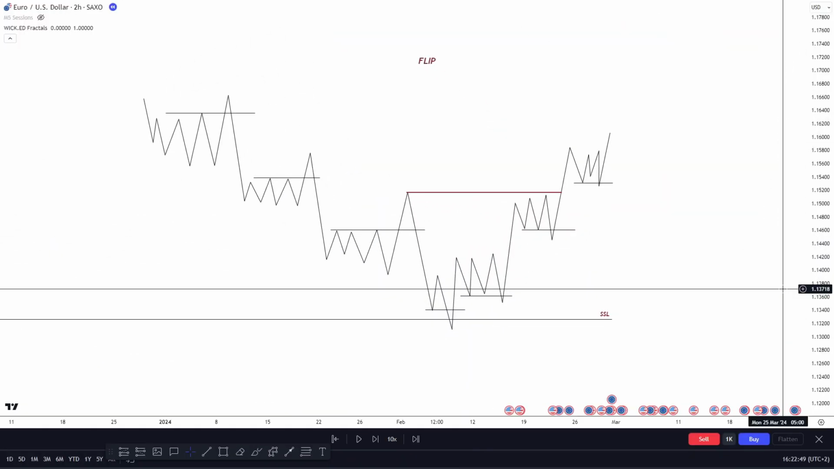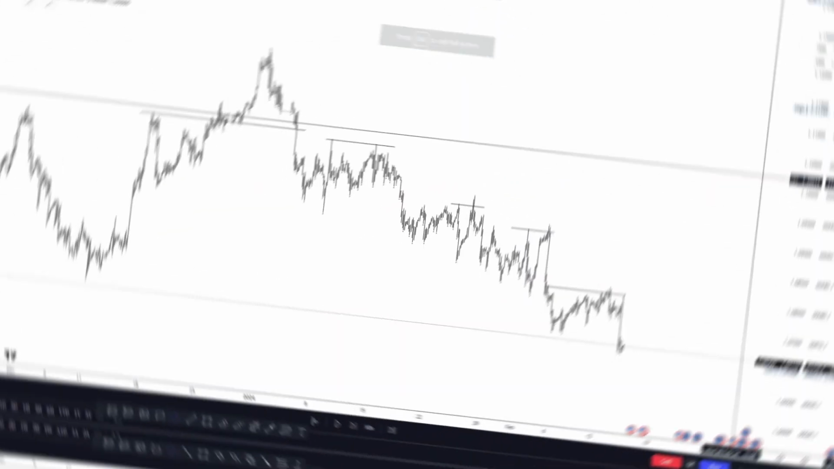Second variation of invalidating an order flow is named flip. Flip is like a break of structure, but it's not a regular break of structure because it's not just one high breaks another high and then a bearish structure becomes bullish. Here one high breaks another high that took out liquidity, and only then bearish order flow becomes bullish.